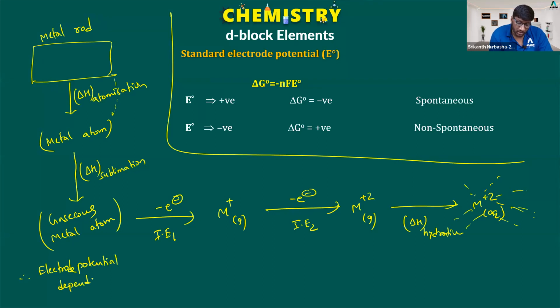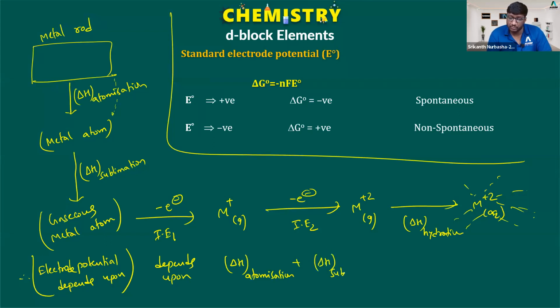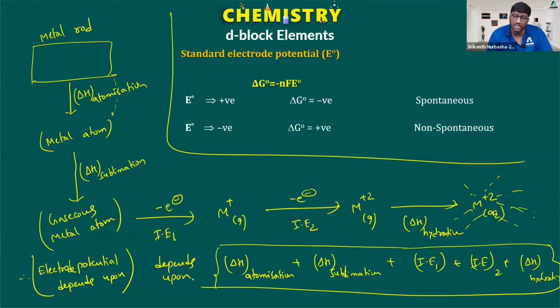Therefore, electrode potential depends upon how many energies? It depends upon delta H of atomization, plus delta H of sublimation, plus ionization energy 1, plus ionization energy 2, plus delta H of hydration. So the electrode potential depends upon all these values.